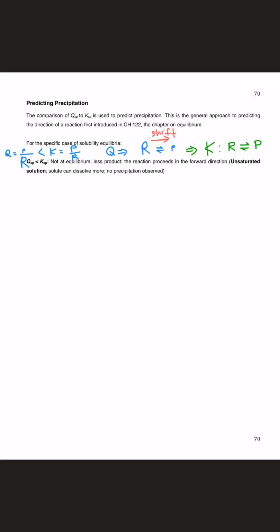At this point, if we talk about solution or solubility equilibrium, this point will represent the unsaturated solution, which means that you have water or solvent and you can add more of the ionic compound to it, and it's not going to reach the saturated point yet. It's called unsaturated. That means it can dissolve more and there will be no precipitate observed.